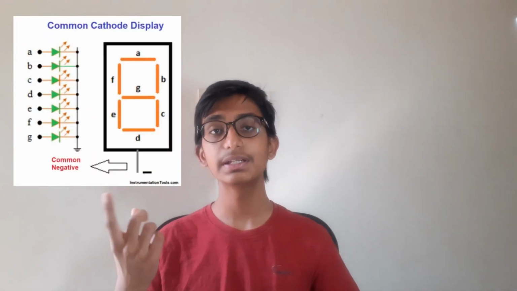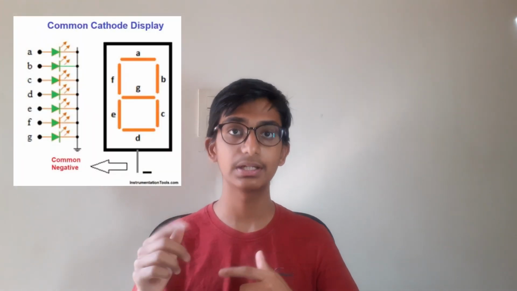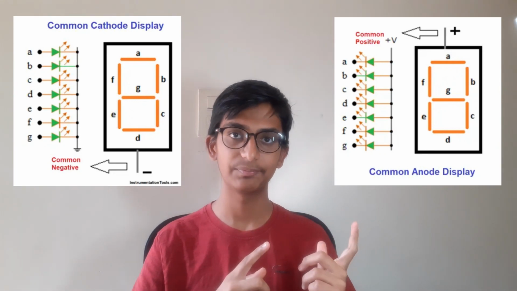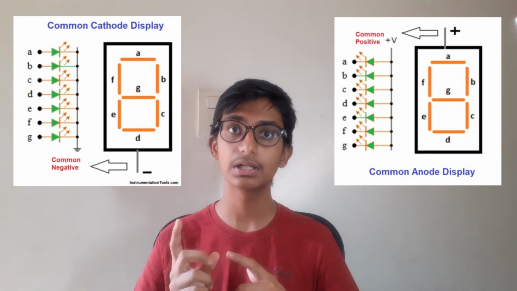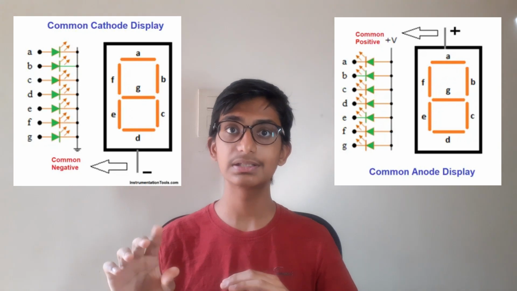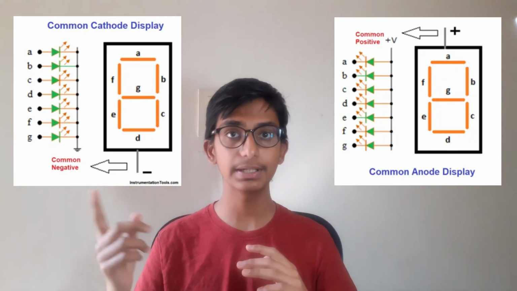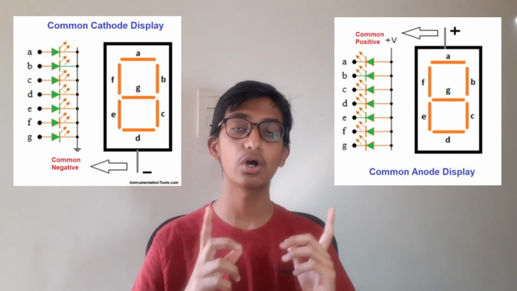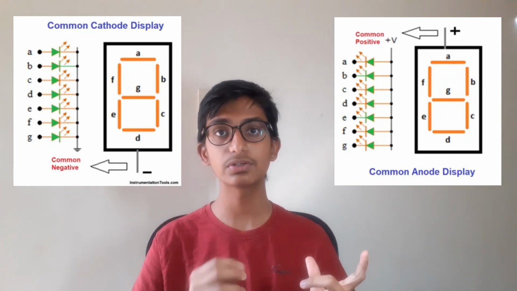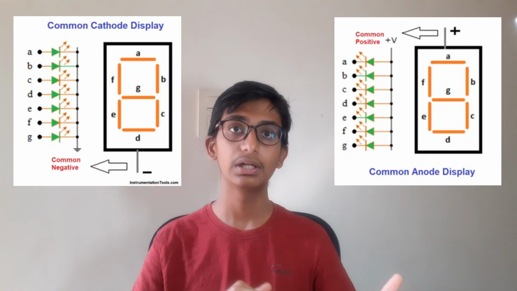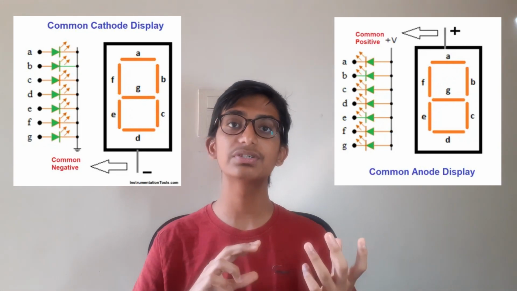There are two types of 7 segment displays. One is the common cathode display and the other is the common anode display. In the common cathode display, the cathodes of all the LEDs are connected together and the LEDs are controlled individually by their anodes. Whereas in the common anode display, the anodes of all the LEDs are connected together and the LEDs are controlled individually by their cathodes.